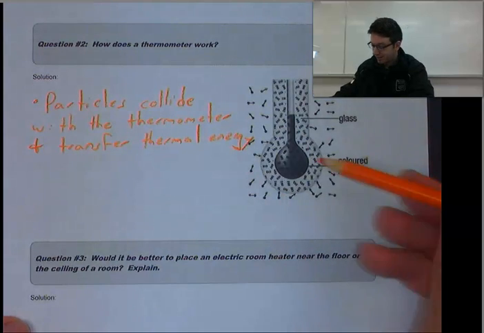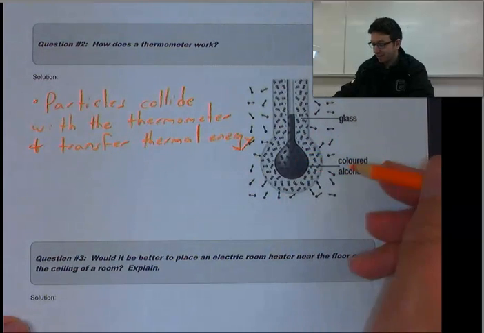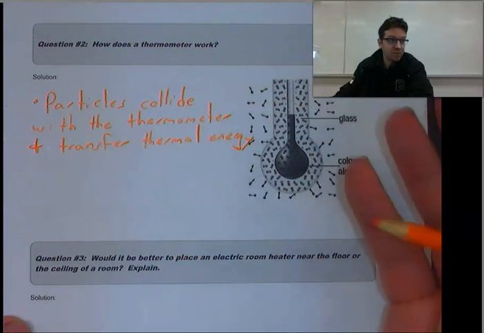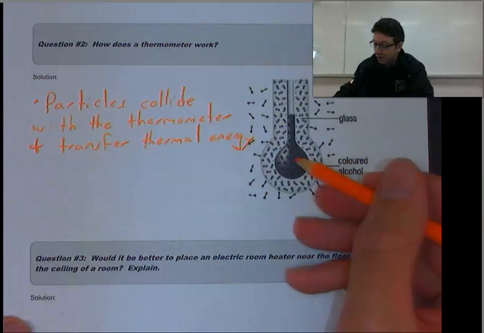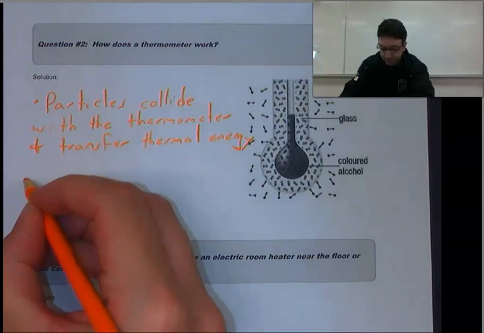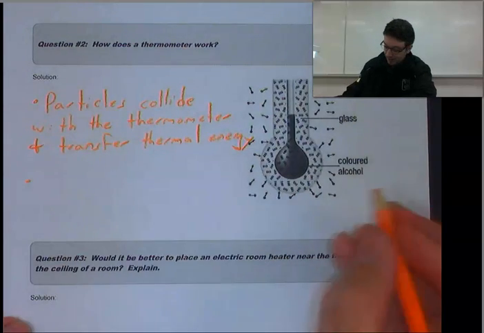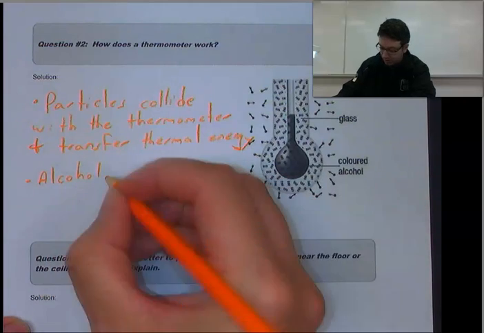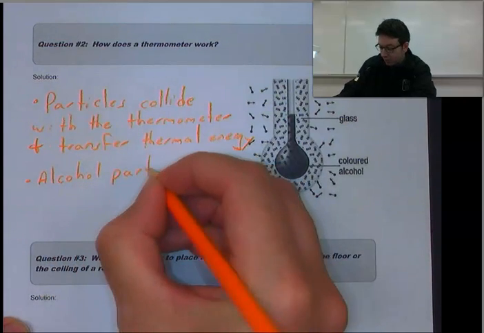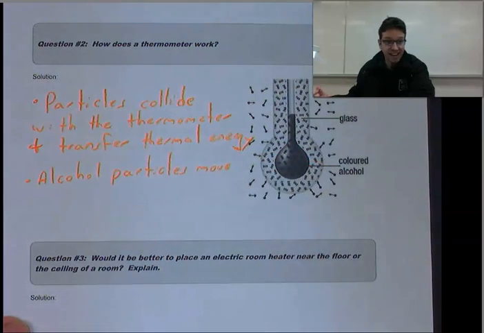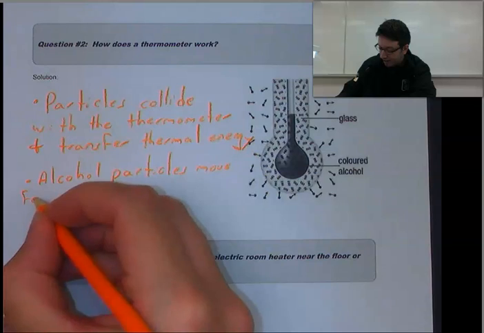Now inside this thermometer we have a kind of alcohol. It used to be mercury, but basically some sort of substance, right, which expands at a known rate. So what happens is the alcohol, in this case, particles move faster because they get that thermal energy, and spread out.